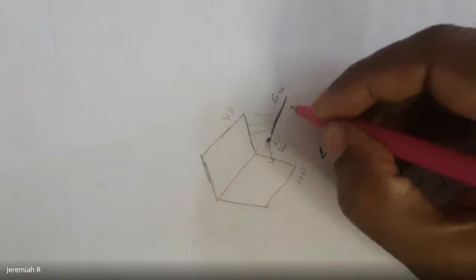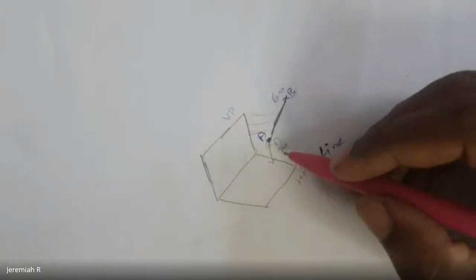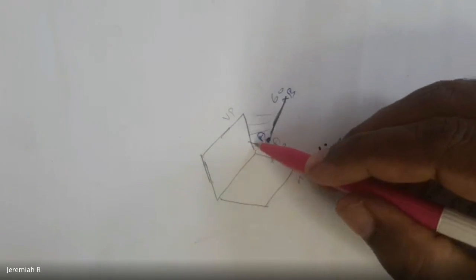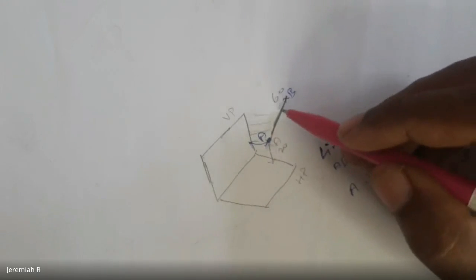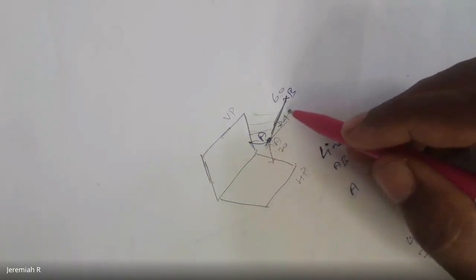Okay, now it is visible. So the line AB is 60 mm long. The point A is 20 mm above HP, but 30 mm in front of VP. It is parallel to VP. But how much is it inclined? 40 degree. It is inclined 40 degree.